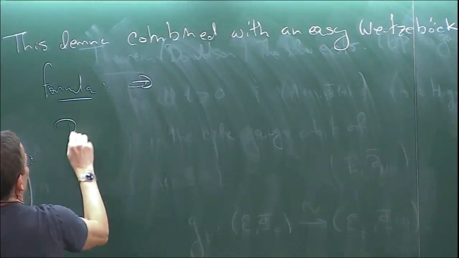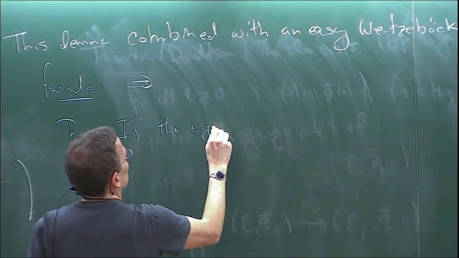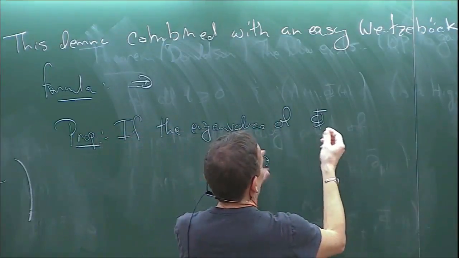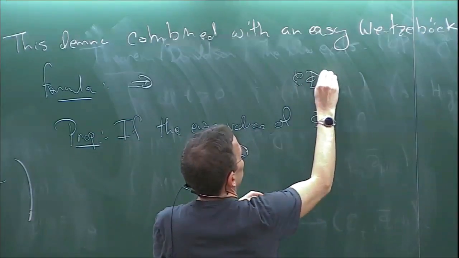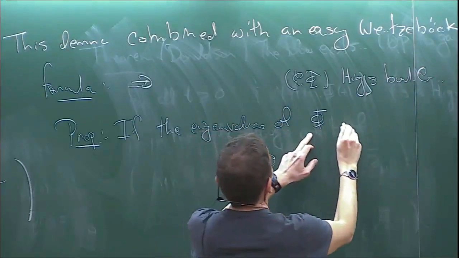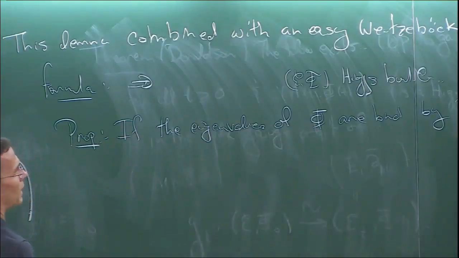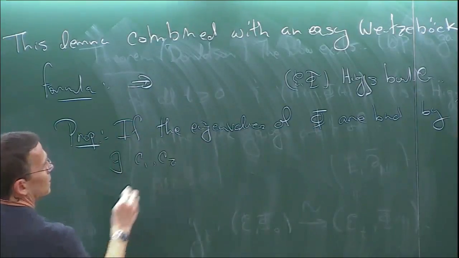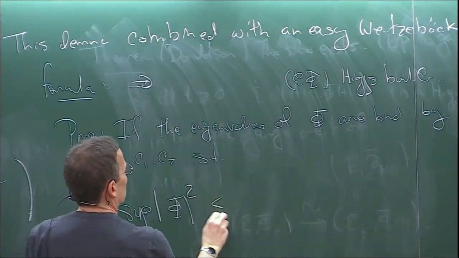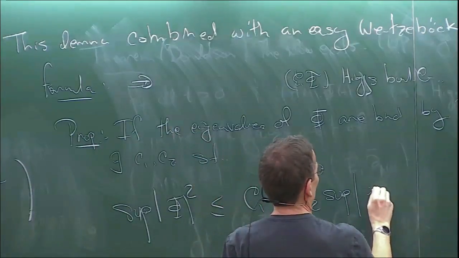gives the following proposition: if the eigenvalues of our Higgs field phi, so here I just have a Higgs bundle, are bounded by B, then there exist constants, I may as well call them the same thing, such that the sup norm of phi squared is less than one constant plus another constant times the sup norm of this funny Hermitian-Einstein tensor.